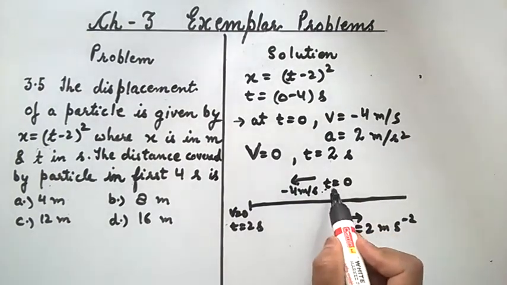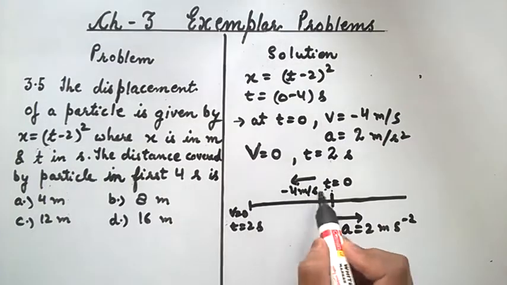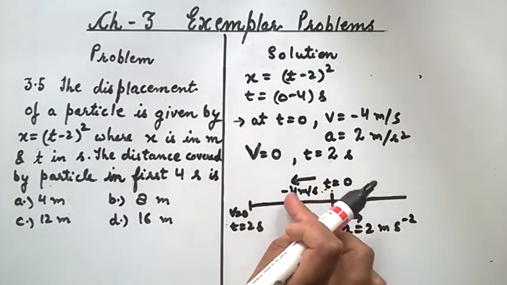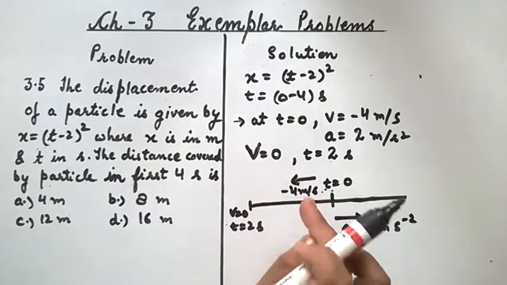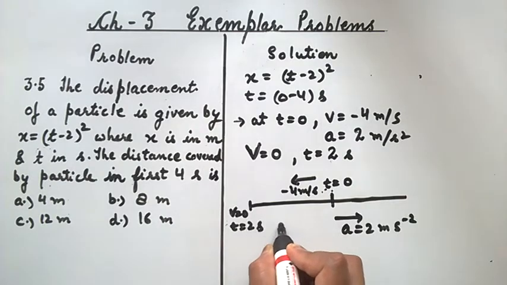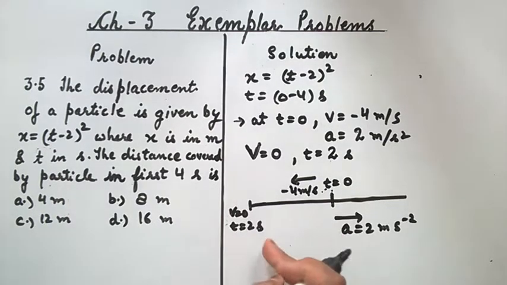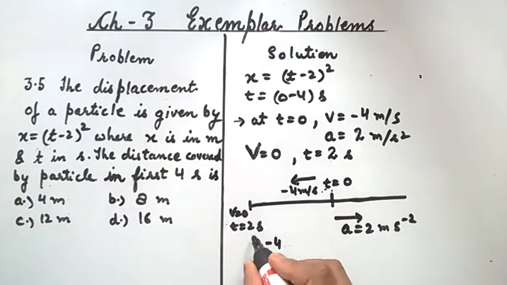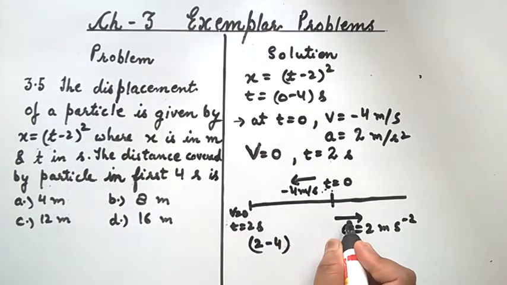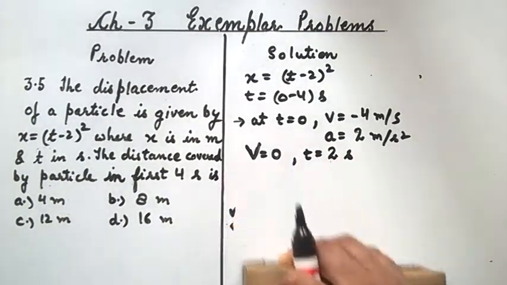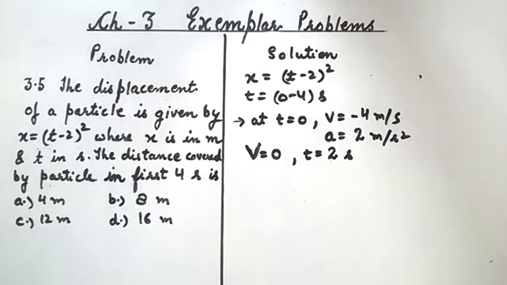So between 0 to 2 seconds, this is the distance covered by the particle, with initial velocity of minus 4 meter per second. After that, the velocity is 0 and the particle retraces its path in this direction, that is from 2 to 4 seconds. Its distance covered is in this direction. So let's find the value of distance.